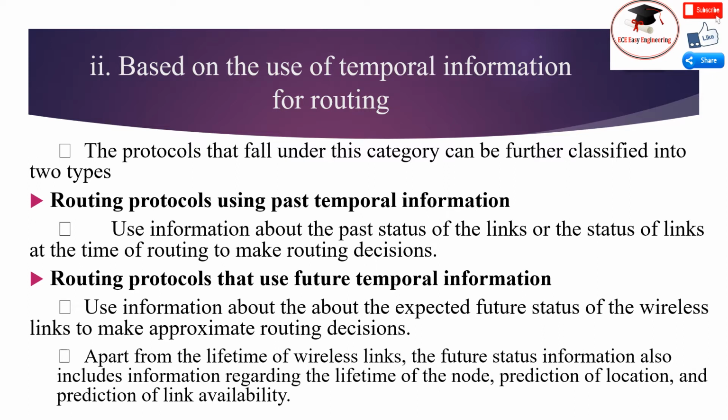Second, based on the use of temporal information for routing. The protocols that fall under this category can be further classified into two types. Routing protocols using past temporal information use information about the past status of the links, or the status of links at the time of routing, to make routing decisions. Routing protocols that use future temporal information use information about the expected future status of the wireless link to make approximate routing decisions. Apart from the lifetime of the wireless link, the future status information also includes information regarding the lifetime of the node, prediction of location, and prediction of link availability.